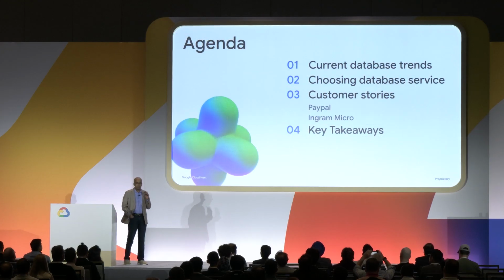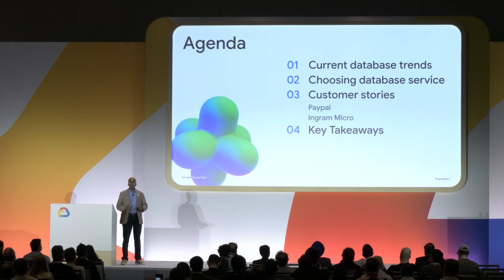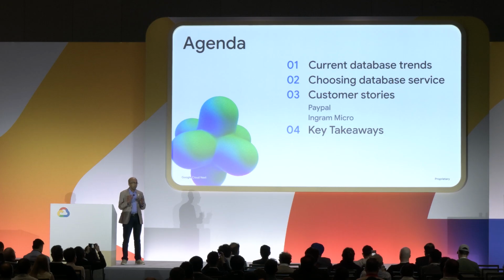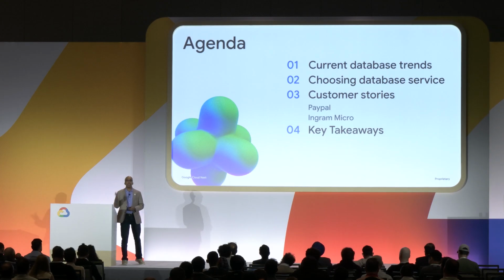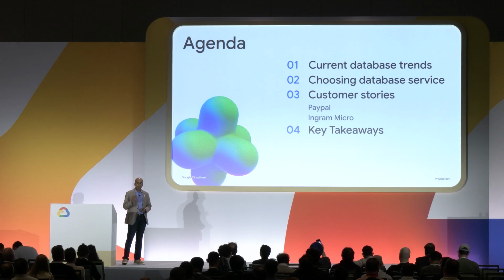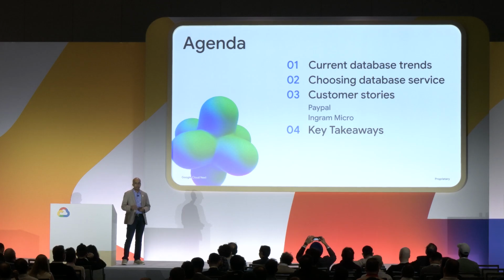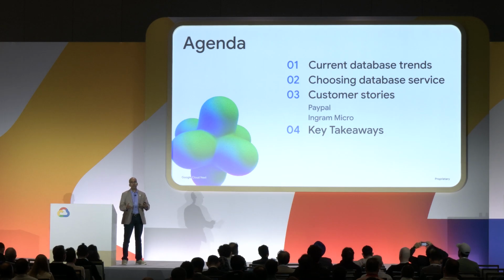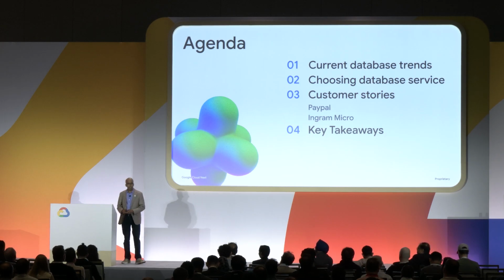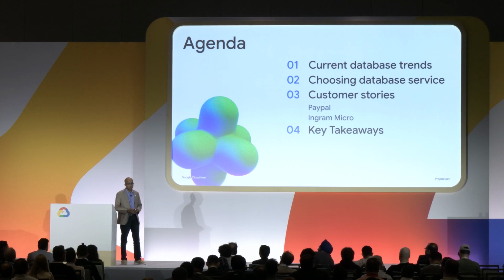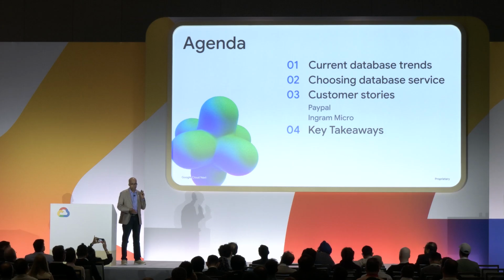So the agenda is only three items. Keep it simple. First, current database trends in the AI world. You are here at Next, so you must be hearing everything about the agentic era, data agents, and the agentic data cloud. But where is the database heading, and how can it help you build your next innovative application? For that, you need to choose a database. So I'm going to walk through how our existing customers are choosing, and how you should go about it if you want to build a new application or migrate. And last but not least, customer stories and the key takeaways at the end for you.